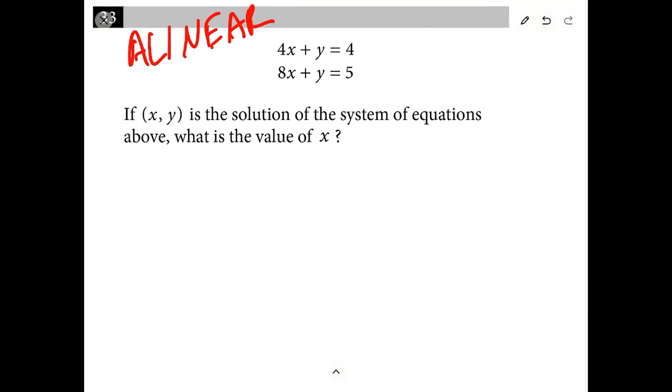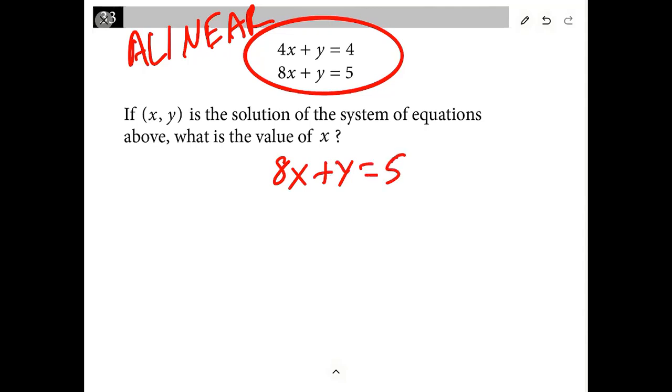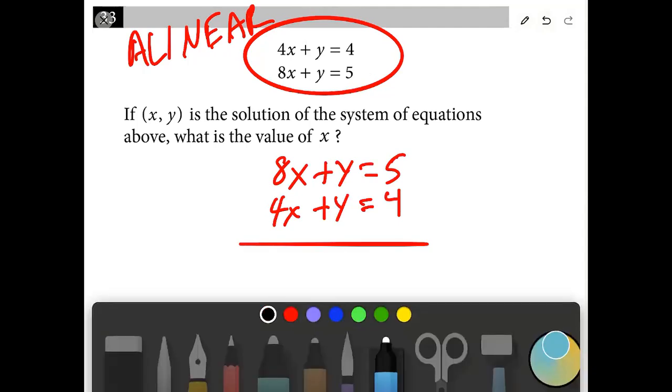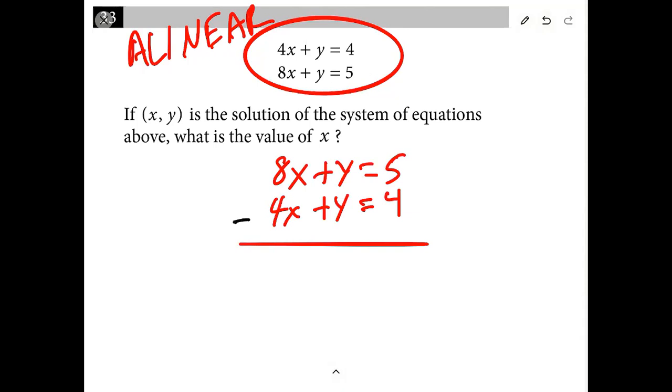Okay, so we have a system of equations here, and we're trying to find the value of x that satisfies this system of equations. Now, if you look at this, you notice that both of the equations have a positive y in it, so you're probably going to use elimination. And this is how I would do it. It really doesn't matter which order you put these in. I'm going to change the order because I like to deal with positive numbers, not negative numbers. So now what I'm going to do is subtract the bottom equation from the top equation.